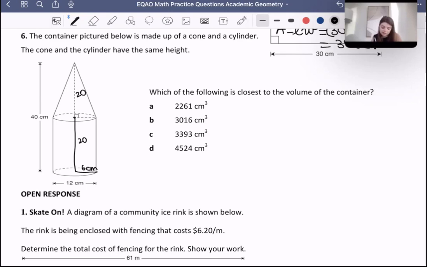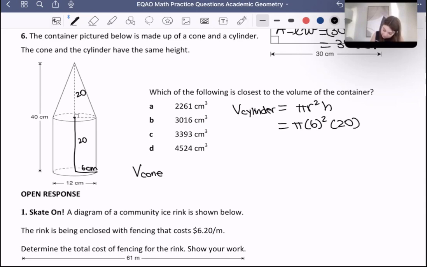So now I'm going to find the volume of the cylinder and the volume of the cone. Let's find the volume of a cylinder first. That is going to be pi r squared h, which is pi times 6 squared times 20. 6 times 6 times 20 is 720. So 720 pi, which is approximately 2,262 if we round to the nearest whole number, which looks like that's what they're doing here. Okay, awesome.